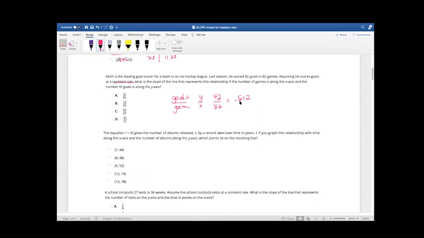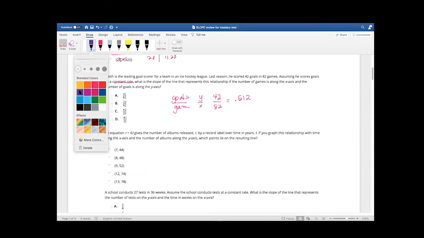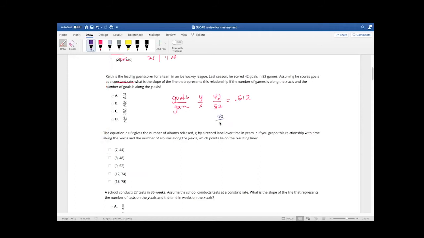Now notice when I divided that out, it gave me a decimal, but all my choices here are in fractions. So we could also just simplify this. Both of these could be divided by 2. If I divide 42 by 2 and 82 by 2, that would give me 21 over 41. Sometimes you might see your rate as a fraction, sometimes as a decimal. In this case, we would choose A.